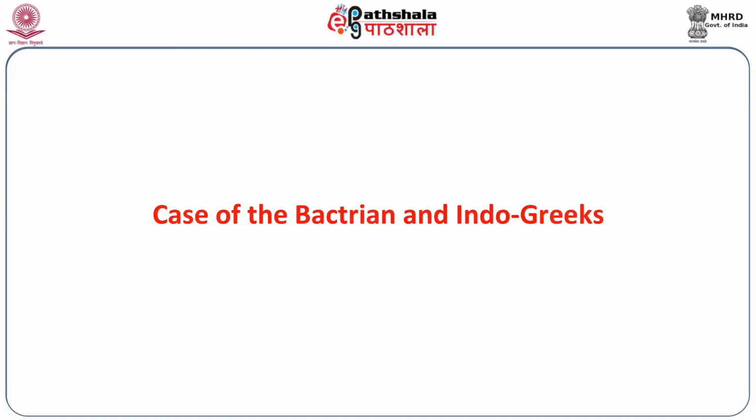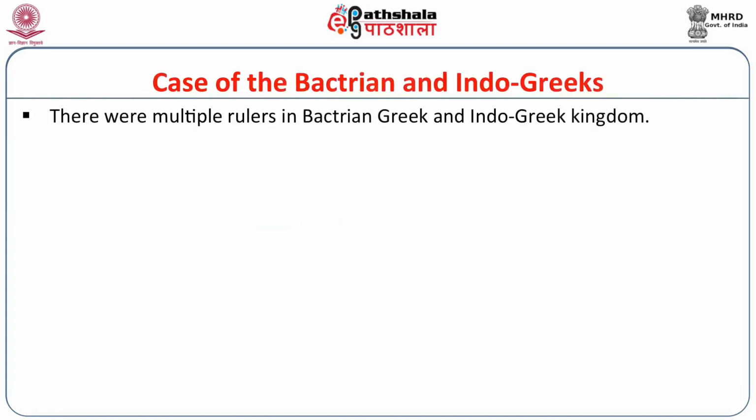Now we will have some case studies, and to begin with we shall look into the scenario of the Bactrian and the Indo-Greek rulers. For these groups we do not have any inscriptions, and our main sources are the coins. We find from the coins that there were multiple Greek rulers in the Bactrian Greek and in the Indo-Greek kingdom. Therefore, naturally, there was rivalry and conflict.